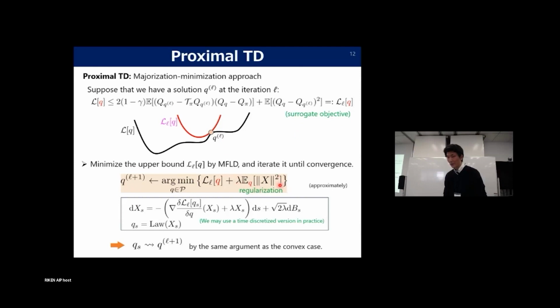But you may add some regularization like this: the upper bound of the TD error plus L2 regularization. Then we minimize this with respect to the distribution Q. Fortunately, this upper bound is just a quadratic function with respect to the distribution Q, so this is a convex function. So you can apply the mean field Langevin dynamics to optimize this objective. Just running this mean field Langevin dynamics, as S goes to infinity, you can get the minimizer Q_{l+1}. But of course, in practice, you should stop at some large S, so we should take into account such finite time errors.